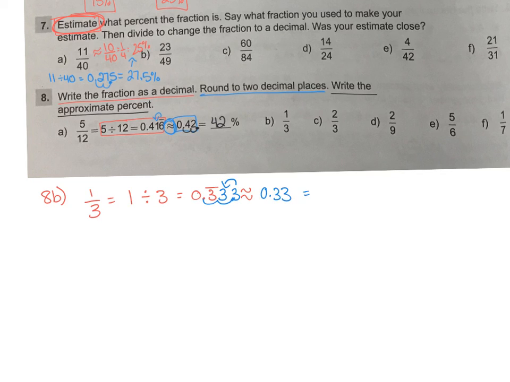0.33, and then this as a percent would give me 33%. Okay? So you have to break it down into each of those steps, but if it's repeating, remember that it's not a 0 coming after it, it's that digit repeating.